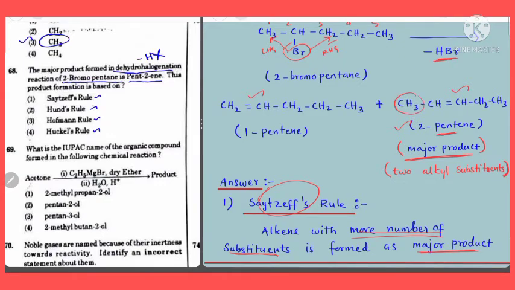Now 2-pentene has two substituents. There are two alkyl substituents, a left side methyl group and a right side ethyl group. But look at 1-pentene. It has only one substituent, an n-propyl group. Now which is formed as the major product? The one which has two substituents, which means this reaction follows Saytzeff's rule. Okay, right. So this is the right answer, Saytzeff's rule.